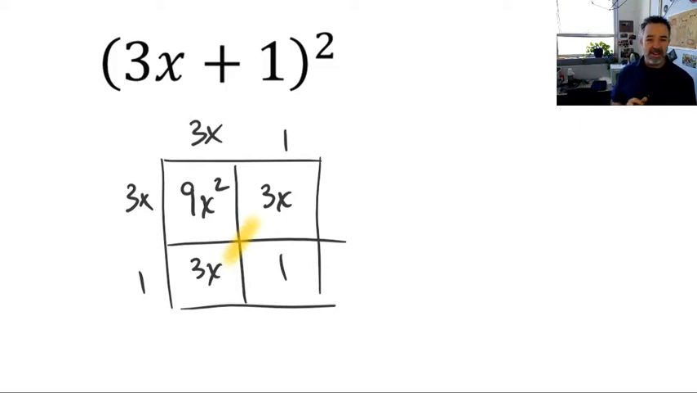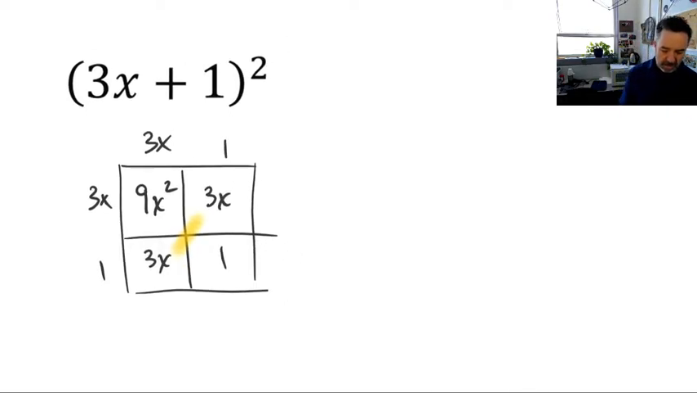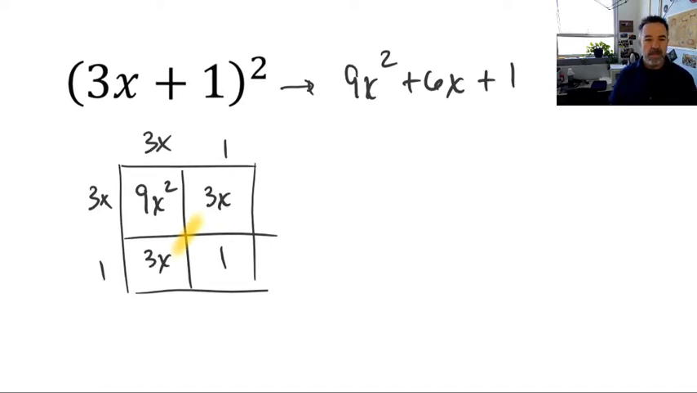Once I know the area of each of the pieces, what I can do then is add those areas together to get this product. So the product, when I multiply 3x plus 1 times 3x plus 1, is 9x squared. And then I have a 3x plus a 3x, which is 6x, so plus 6x. And then finally, plus the 1. So the result of squaring 3x plus 1 is 9x squared plus 6x, and then plus 1.